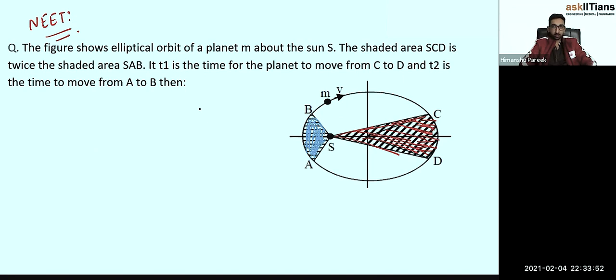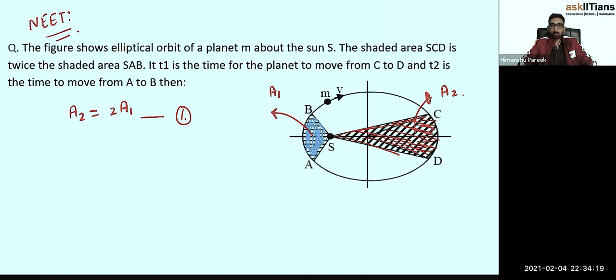These two shaded areas, some relation is given. If I call this shaded area A1, and this shaded area A2, what they have said is that the shaded area SCD, which is A2, is 2 times the shaded area SAB, A1. Equation number 1.